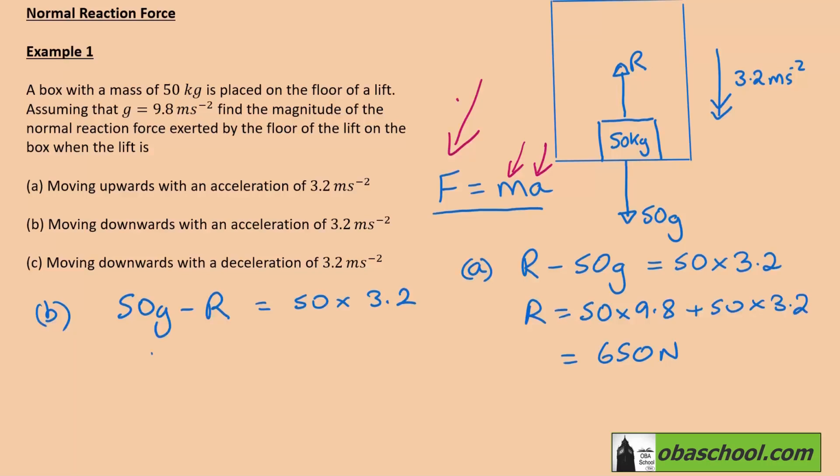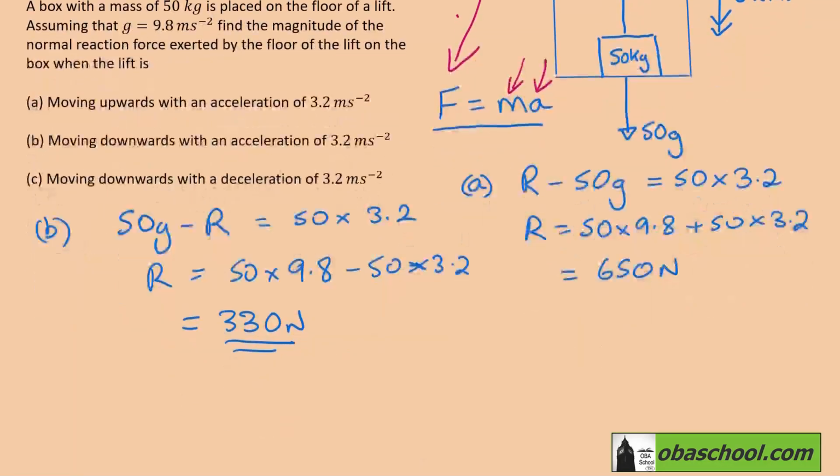Rearranging now, we get that R is equal to 50 times 9.8, the g is 9.8, take away 50 times 3.2, and that gives us that the R is 330 newtons.